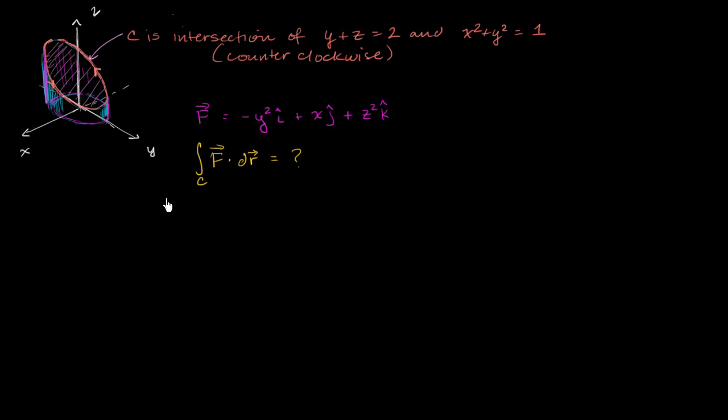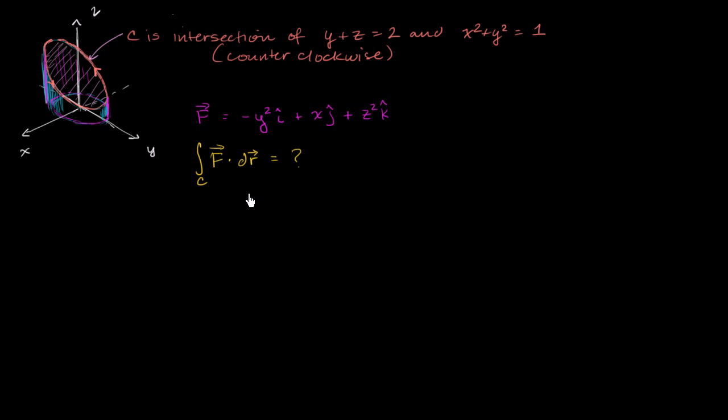In the last few videos, we evaluated this line integral for this path right over here by using Stokes' theorem, by essentially saying that it's equivalent to a surface integral of the curl of the vector field dotted with the surface. What I want to do in this video is to show that we didn't have to use Stokes' theorem, that we could have just evaluated this line integral.